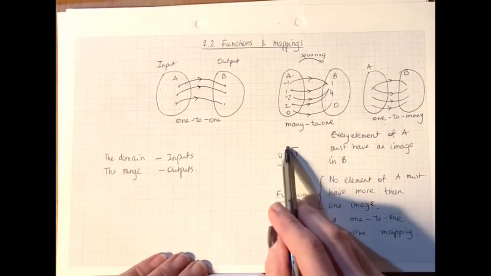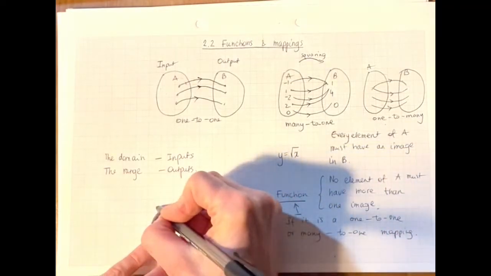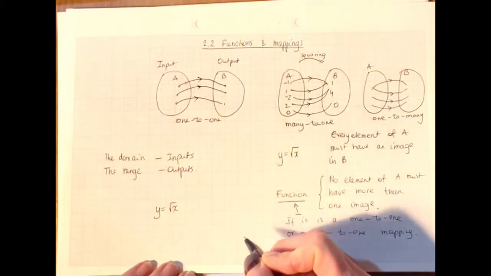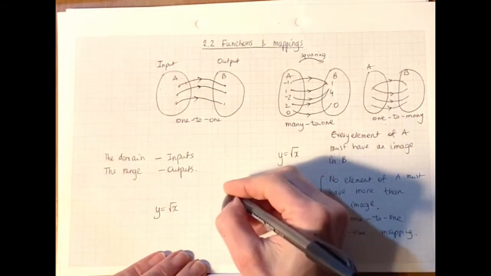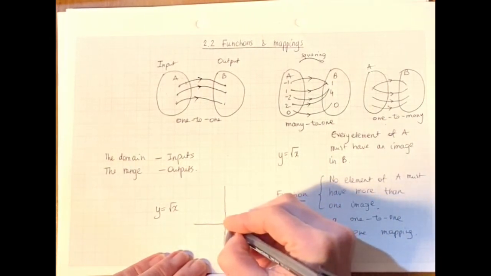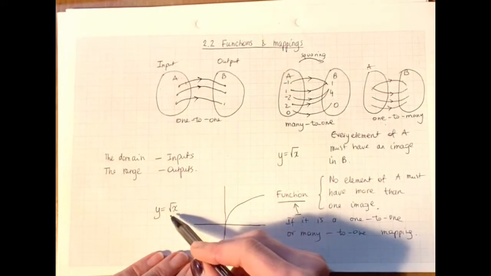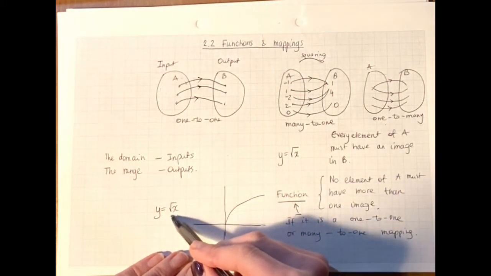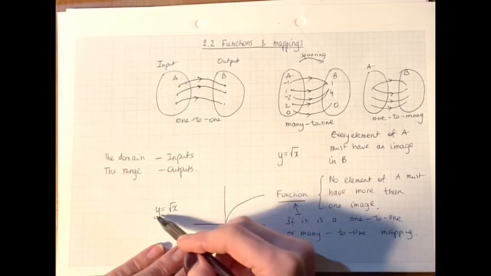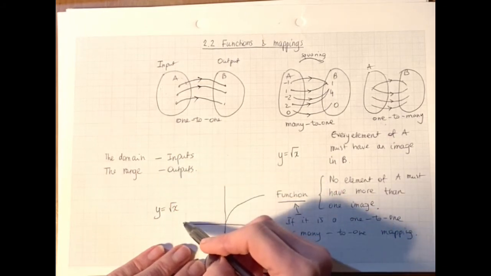So if you consider the following function, well, it's not a function. If I just state it here, that would be a mapping. So if you draw it, it will look like half of a parabola on its side. Now, you cannot call it a function because we do not know the clear inputs, the domain. So the domain must be clearly defined.